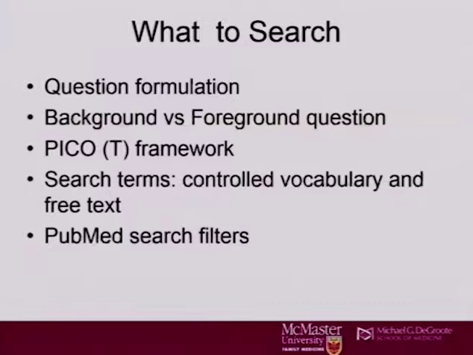So next on the docket is the question of what to search. In this section of my presentation, I'm going to cover what to search and how to build a search strategy. We're going to discuss the question formulation, essentially the strategy development. What are background versus foreground questions and where to search for them? I'm going to review the PICO-T framework that helps build your search strategy. And I'm going to cover both the selection of controlled vocabulary as well as free text terms that compose the strategy. And finally, I'm going to end with what are really useful tools called PubMed search filters, and they come in various forms.